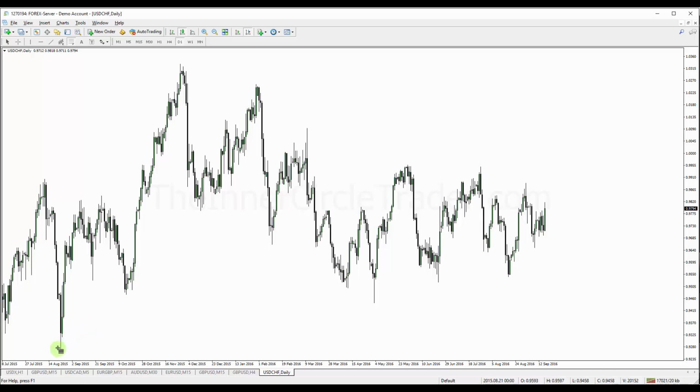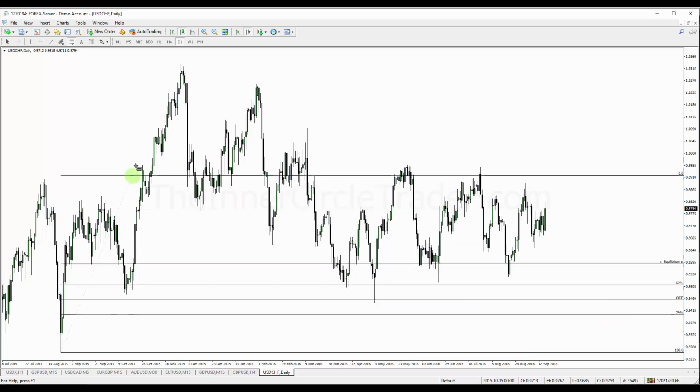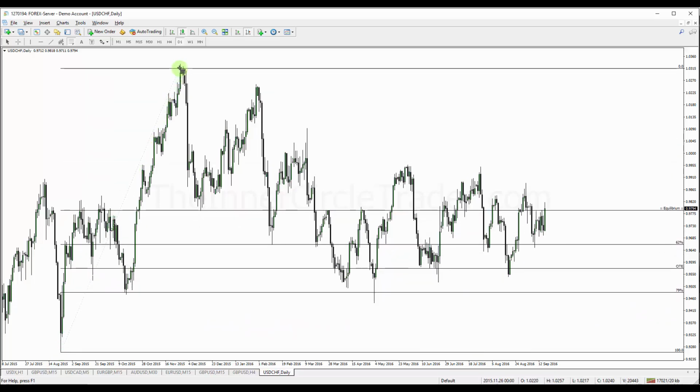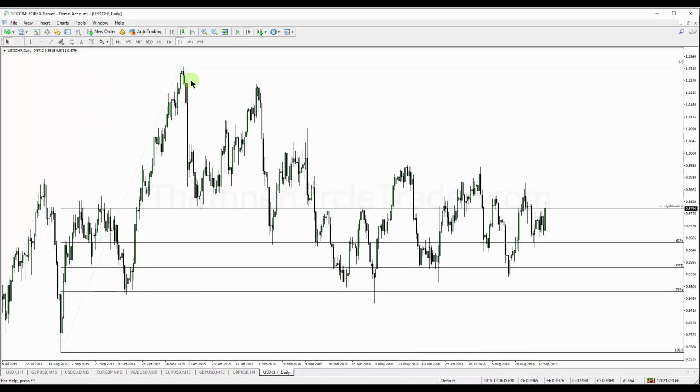I want you to look at this low down here, and I want you to look at this high up here. Do you see how that is the biggest price swing on this entire chart? So between August 14th all the way to the present time in September, there has only been one major price swing higher and lower. So if we take a Fibonacci level, and I'm only going to use Fibonacci to illustrate equilibrium, because I first have to establish what equilibrium is.